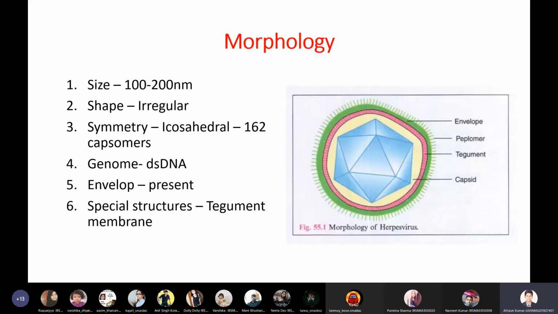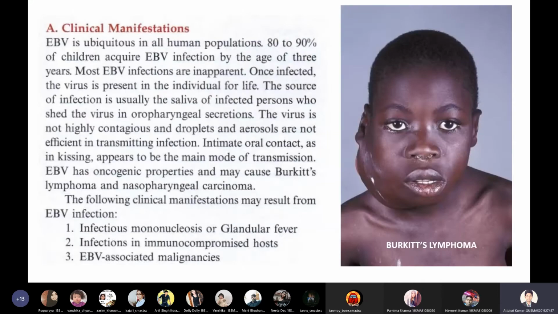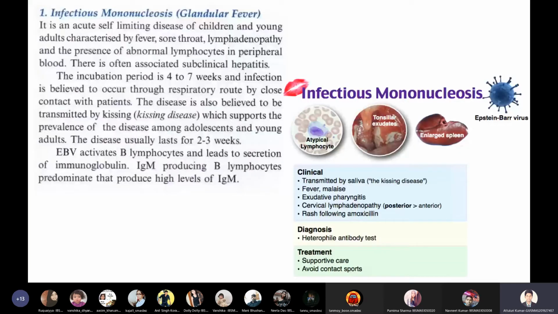Epstein-Barr virus morphology is similar to the herpes virus: size is 100 to 200 nanometers, shape is irregular, symmetry is icosahedral with 162 capsomeres, genome is double-stranded DNA, and the envelope is present, with special structures such as the tegument present in herpes family viruses. Epstein-Barr virus causes Burkitt's lymphoma, nasopharyngeal carcinoma, and infectious mononucleosis. This is Burkitt's lymphoma, this is nasopharyngeal carcinoma, and this is infectious mononucleosis.